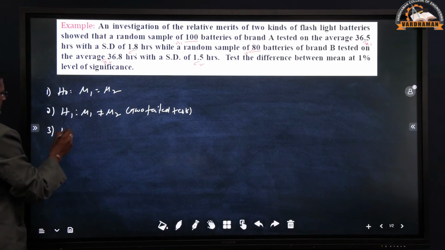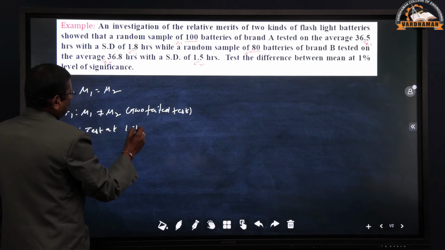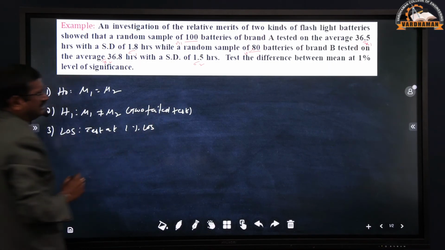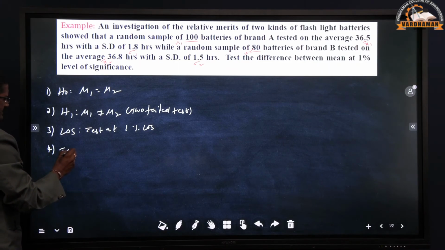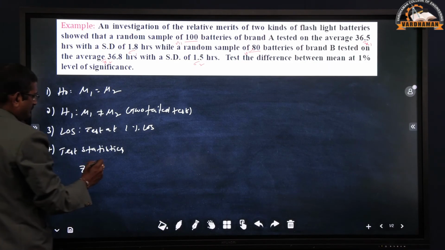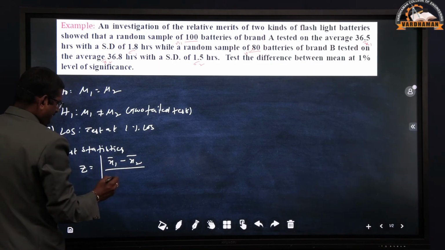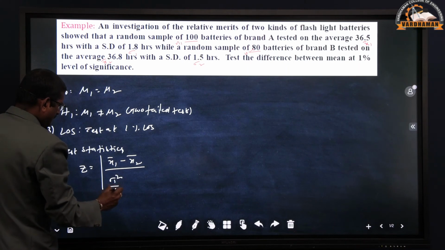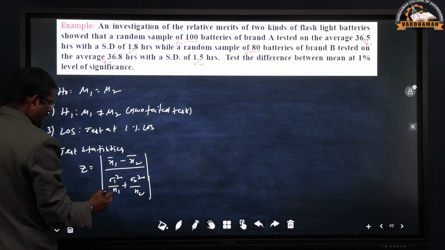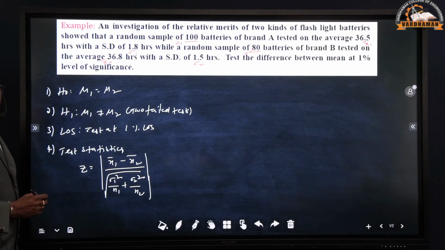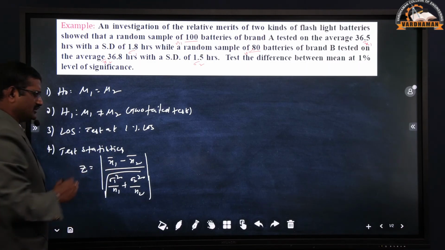And third one is level of significance. Test at 1% level of significance as they mentioned above. Fourth one is test statistics. In that we can write Z is equal to x1 bar minus x2 bar divided by under root sigma 1 square by n1 plus sigma 2 square by n2. In this, delta is equal to 0. That's why we didn't mention it here.